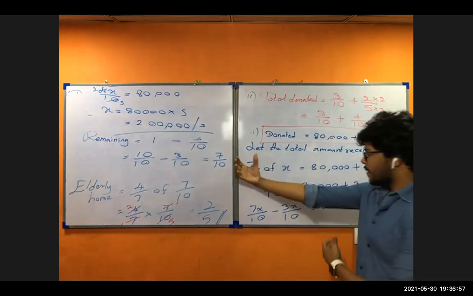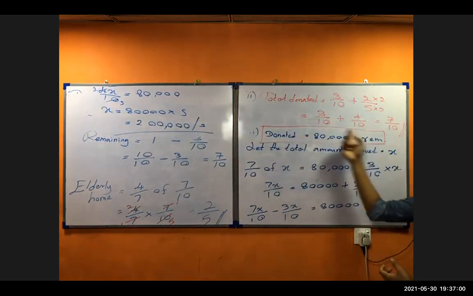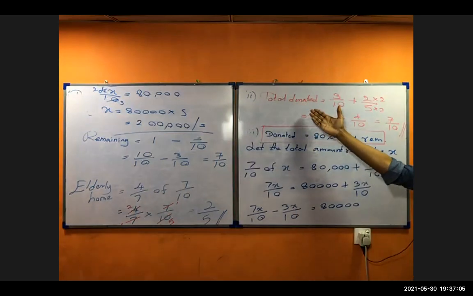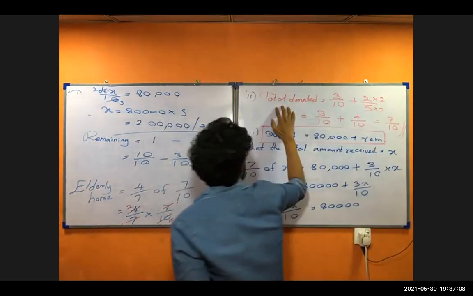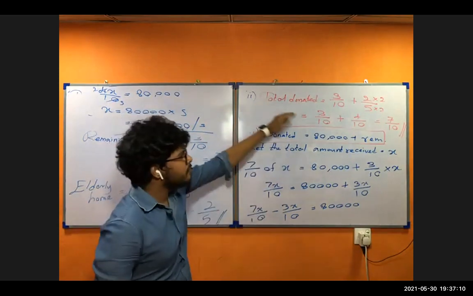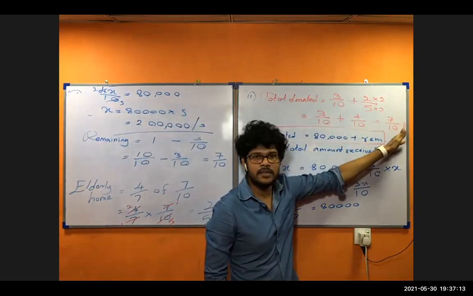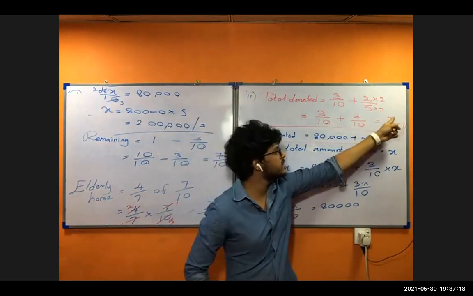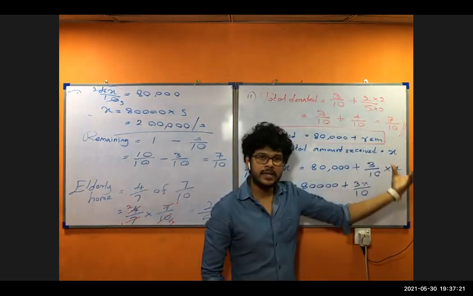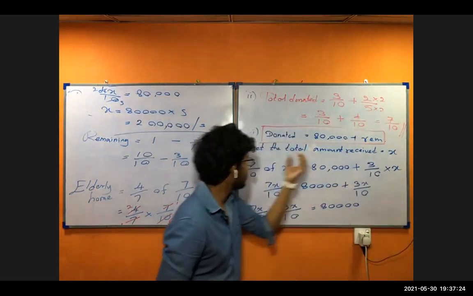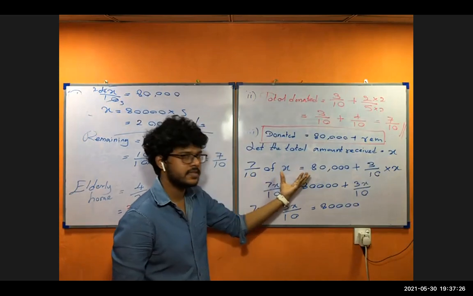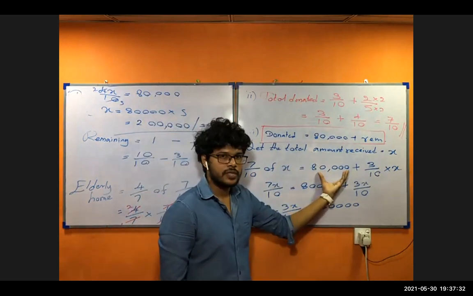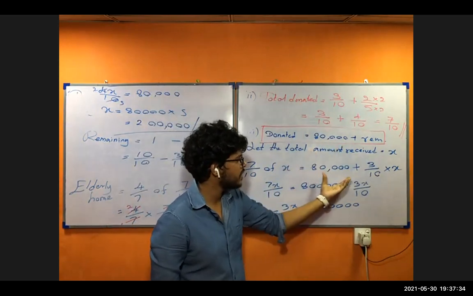Then what happened? Donated amount. So already I had this equation. So what was the total amount that was donated? In the previous second part, we found she donated 7/10 of the total to the library and the elders' home. So 7/10 of what? The total amount. That is why I wrote here 7/10 of X. 7/10 of X was the donated amount, which is equal to 80,000 plus the remaining.